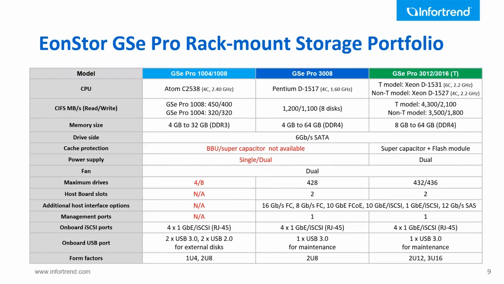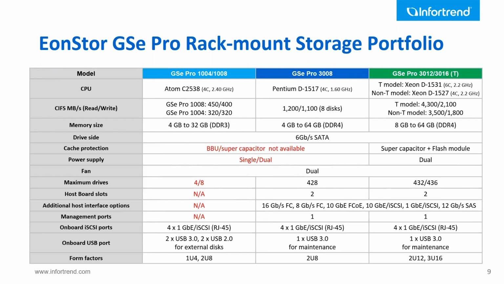Next slide, we're going to talk about the rack mount storage portfolio of GSe Pro. We use different CPU platforms for different series. Maximum memory size is listed for your reference with additional host interface options. Kindly note that these are entry-level storages. Only 12-bay and 16-bay models have the option to include a supercapacitor plus flash module. For the 4-bay and 8-bay systems, there is no write cache protection module.